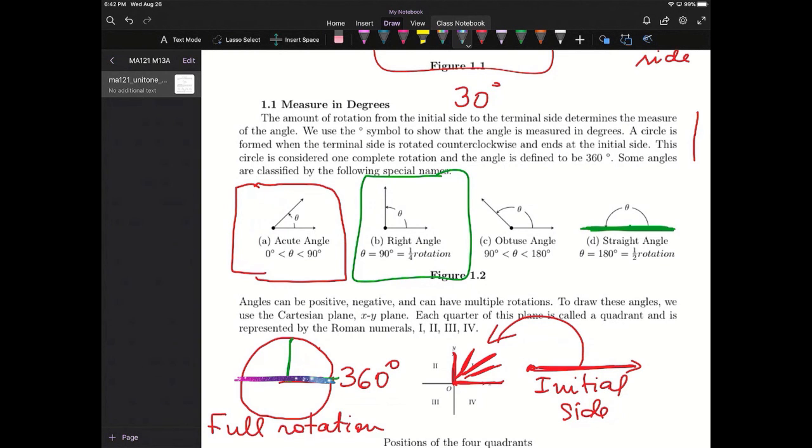But if the angle rotates somewhere between 90 degrees and 180, somewhere right here, that is called an obtuse angle. Okay, so those are just terminology for specific types of angles. I'm probably going to mention them later, and just be aware that that's what they mean.